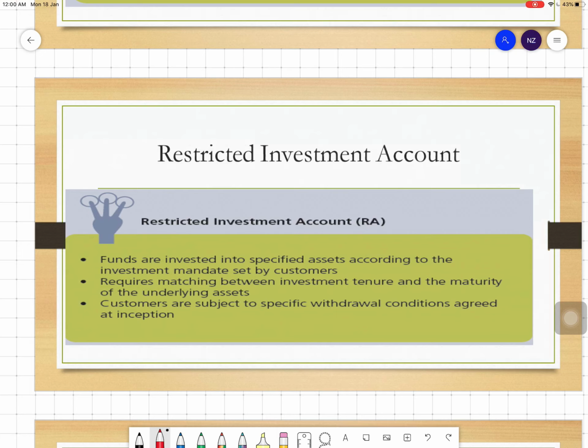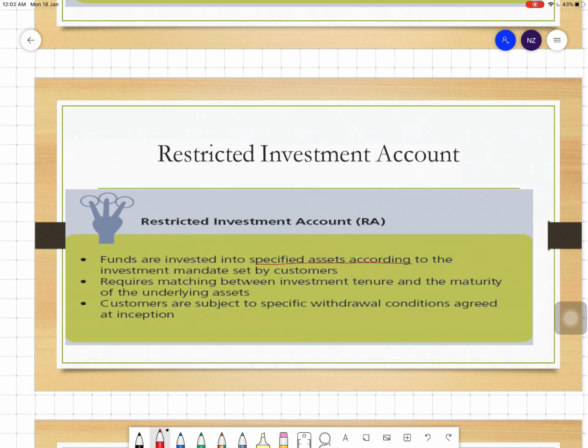For example, the funds are invested into specific assets according to the investment mandate set by the customer. So there is a specific asset. The fund is already set by the customers. They have set it, okay, I give you this money for you to invest in a specific asset. So that is the meaning of the funds being invested into a specific asset.